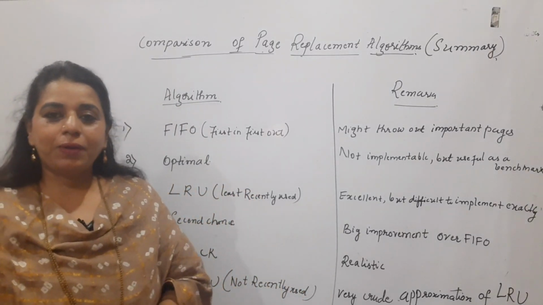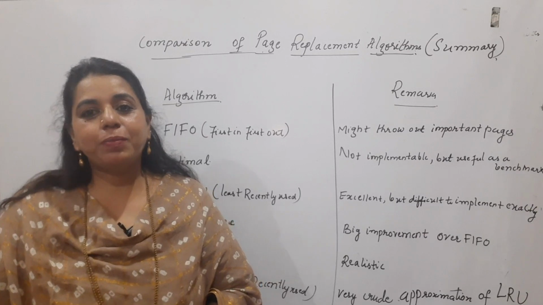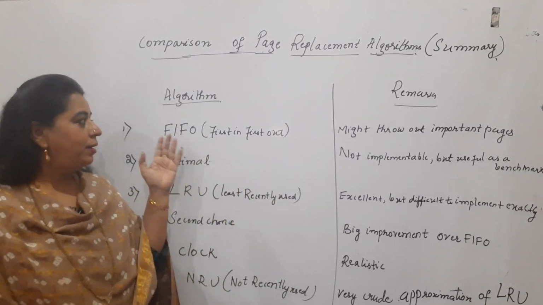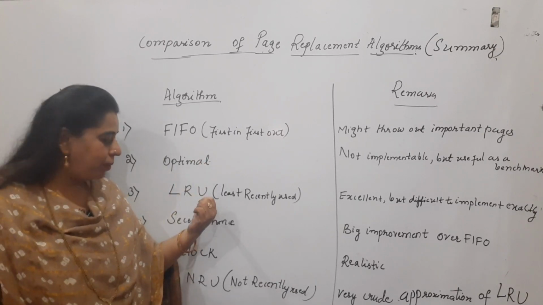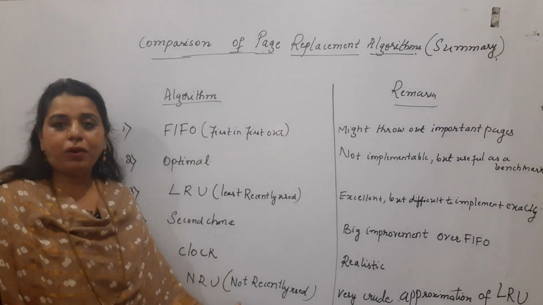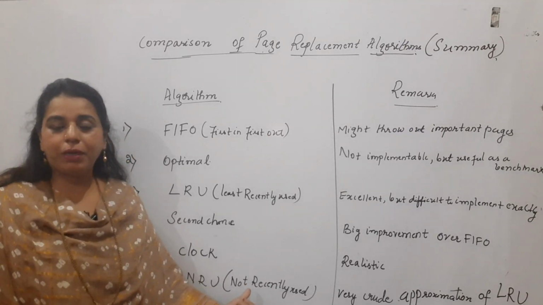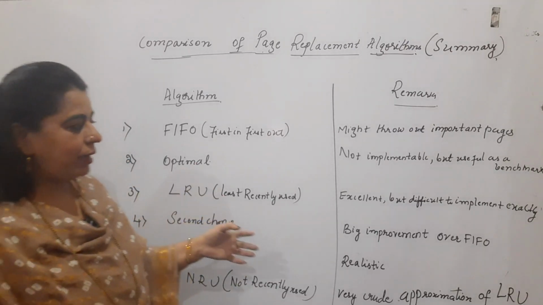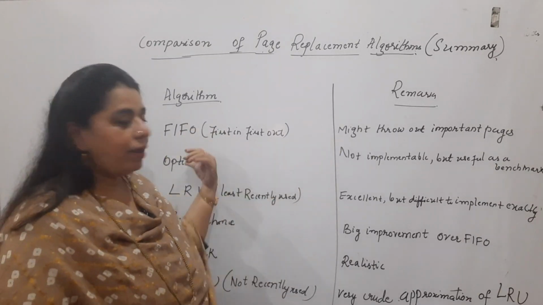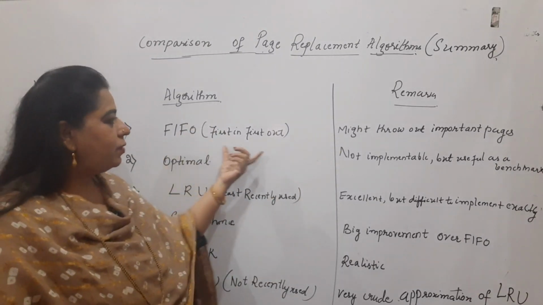So this session is all about the comparison of the different page replacement algorithms. In my previous sessions, I have explained these algorithms with examples: FIFO, first in, first out, optimal, LRU, least recently used, second chance, clock, and NRU, not recently used page replacement algorithms. So let us summarize here now. The very first one, FIFO, we'll write a remark here against each of these algorithms.